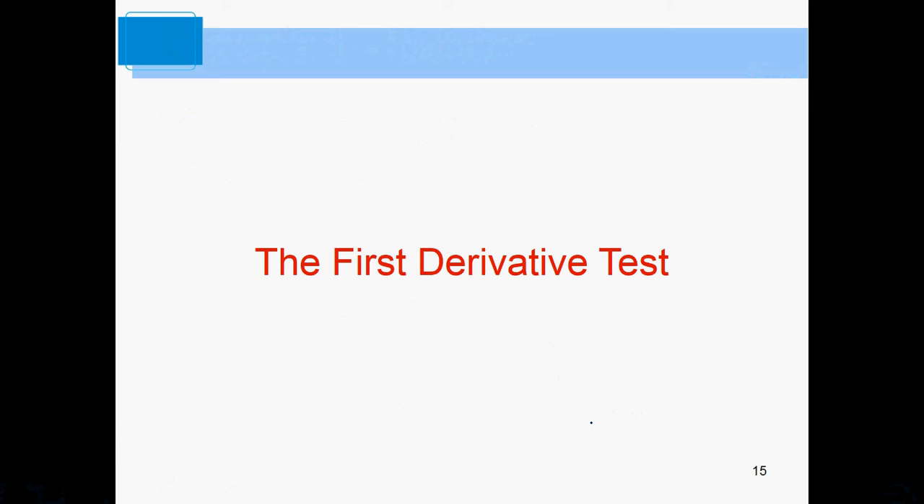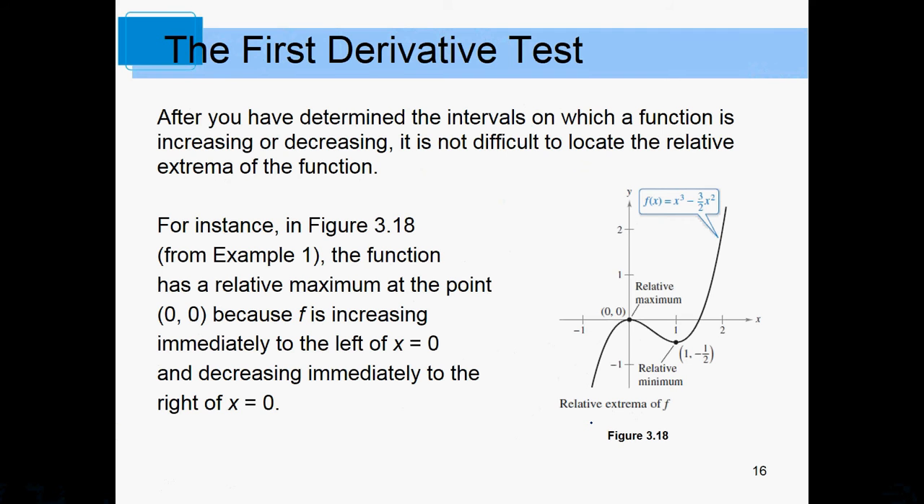So why do we learn all this? The first derivative test, which is what we just did. Once we have these intervals on which the function is increasing or decreasing, it's not difficult to locate the relative extrema of the function. When it's increasing and then decreasing, that's a relative maximum. When it's decreasing and then increasing, that's a relative minimum. I showed you how you can write this on your number line, and you can see whether it's increasing or decreasing to a maximum or a minimum. That is the first derivative test. It's just determining whether it's a maximum or a minimum. We've shown every step to this point. The last step is just verifying, since it's increasing and then decreasing, that has to be a maximum. Or if it's decreasing, then increasing, that has to be a minimum, right?